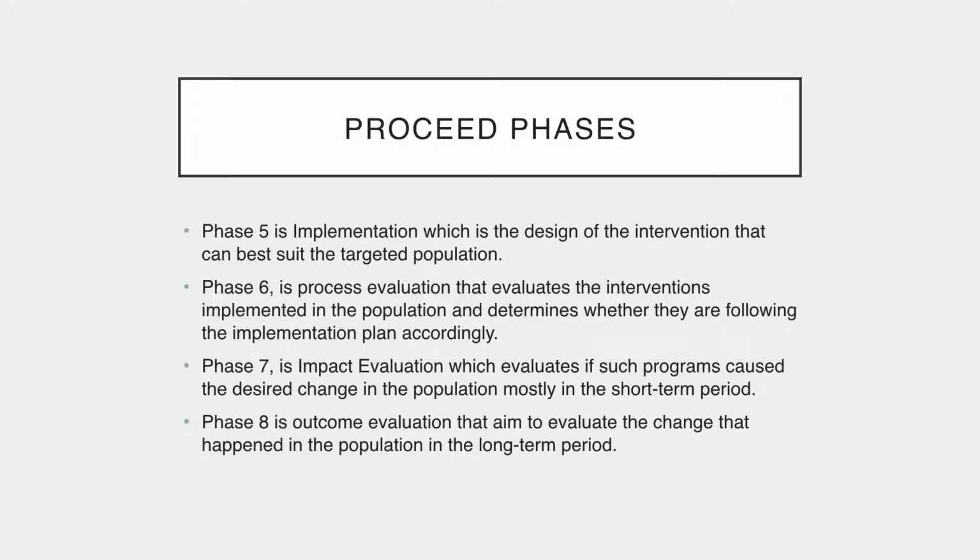The 4 phases of the PROCEED part of the PRECEDE-PROCEED model are as follows. Phase 5 is implementation, which is a design of the intervention that can best suit the targeted population. Phase 6 is process evaluation, which evaluates the intervention implemented in the population and determines whether they are following the implementation plan accordingly. Phase 7 is impact evaluation, which evaluates if such programs cause the desired change in the population, mostly in the short-term period. Phase 8, which is the outcome evaluation, aims to evaluate the change that happened in the long-term period in the population.